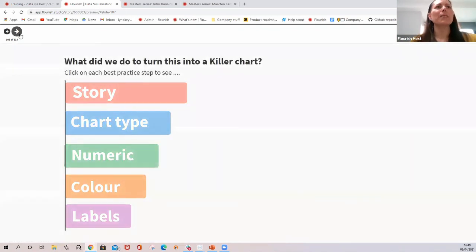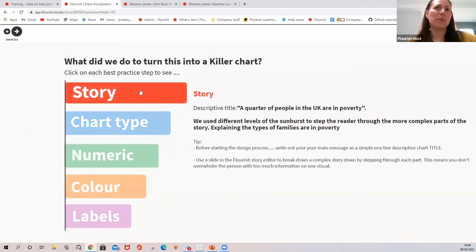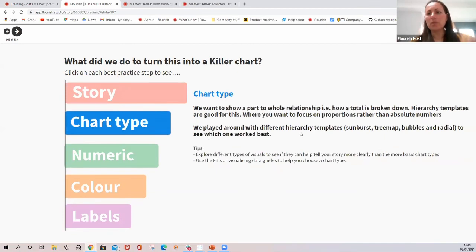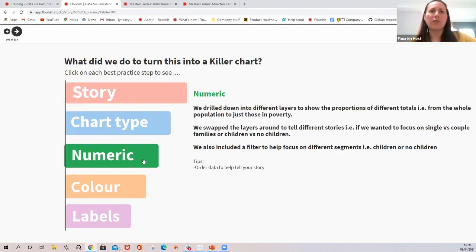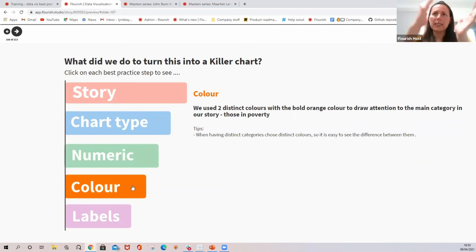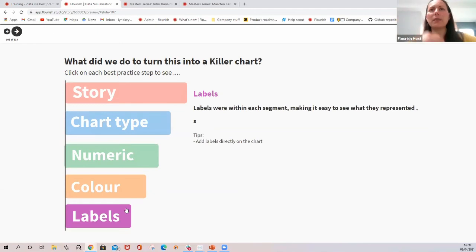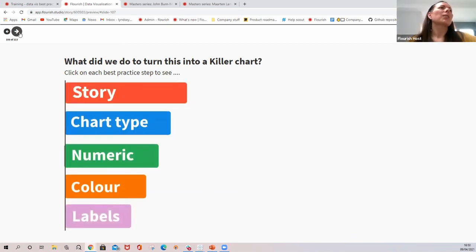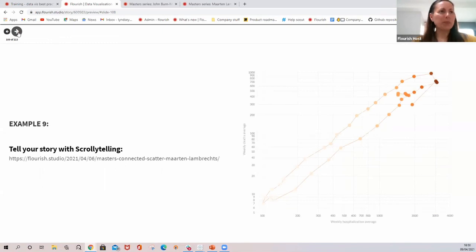And so I am just going to rattle through these because we've only got 10 minutes. Again, the story in the descriptive title, this part to whole relationship being shown by the hierarchy template. So you want to see how something is being carved up or split down. The different layers show the different proportions, and a filter helps focus on different segments of the population. Colour here was quite important, very distinctively drawing people to the people in poverty segments. And then all the labeling of the segments makes it much easier to see what it's representing and it is actually telling the story. So I'm rattling through because I've got one last example to show you.